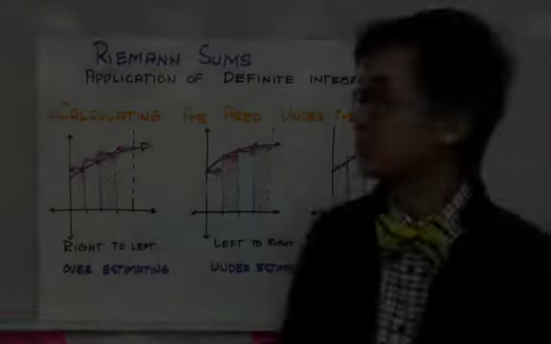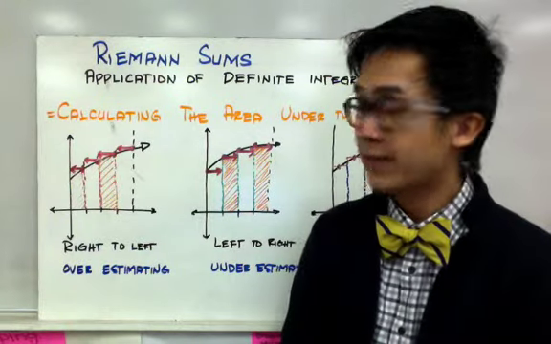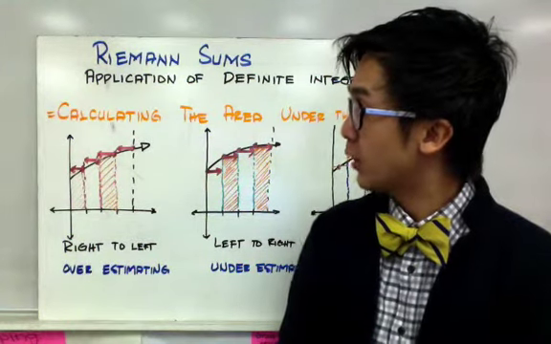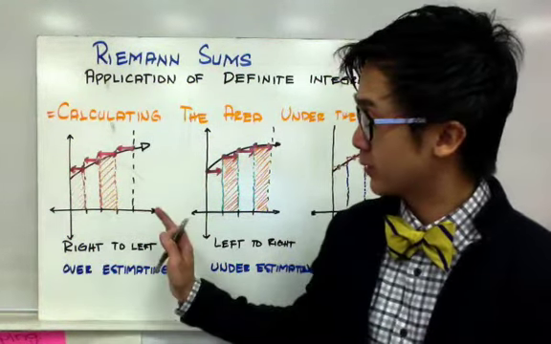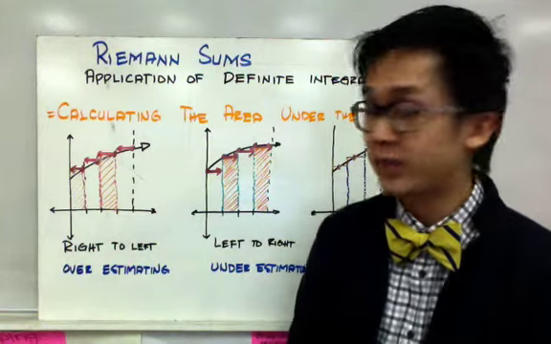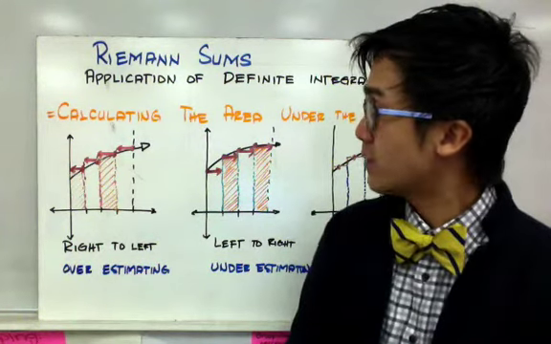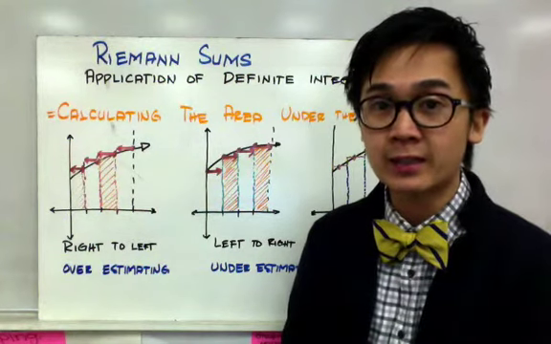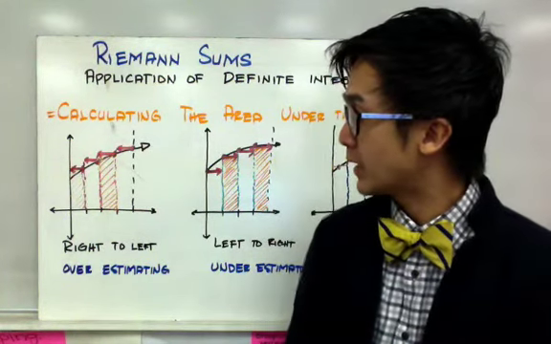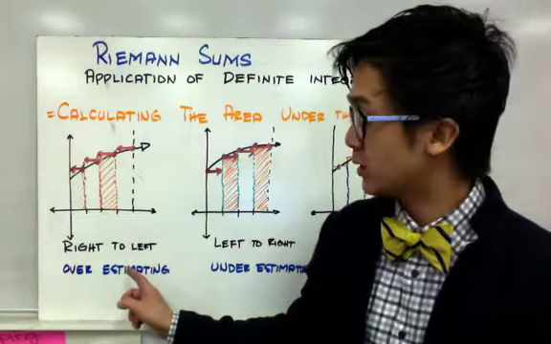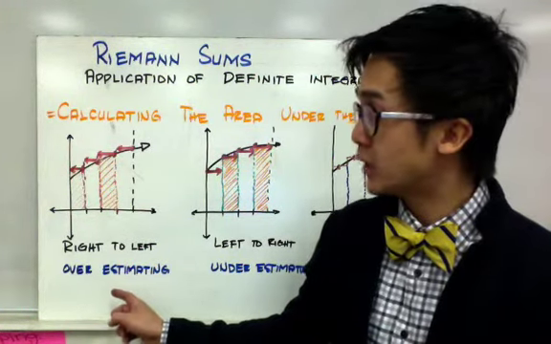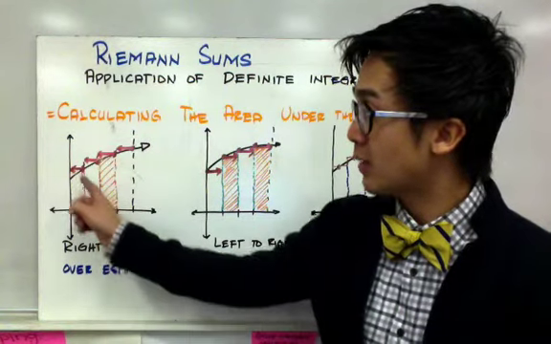Ang Riemann Sums ay isa sa mga methods in calculus wherein we can find the area under the curve using rectangles or geometric figures. Now, to calculate the area under the curve using Riemann Sums, may mga iba't ibang method tayo na pwede natin gamitin. Yung una, pwede natin gamitin si right to left method, which is basically overestimating the area under the curve using a geometric figure, and in this case, mga rectangles.